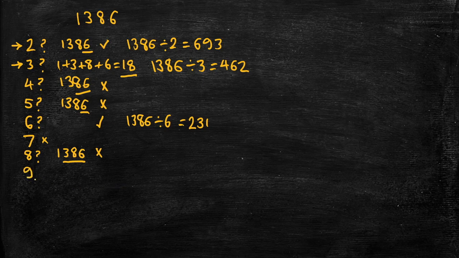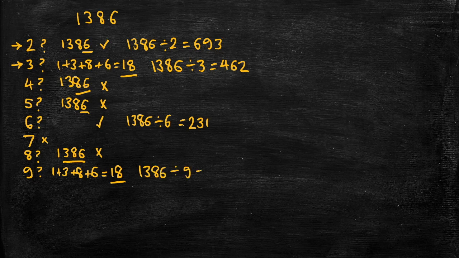And for 9, kind of like the divisibility rule for 3, add up the digits, only this time you ask yourself, is the sum of the digits divisible by 9? And if it is, then the whole number itself is divisible by 9. And 18 is divisible by 9, and so 1386 is also divisible by 9.